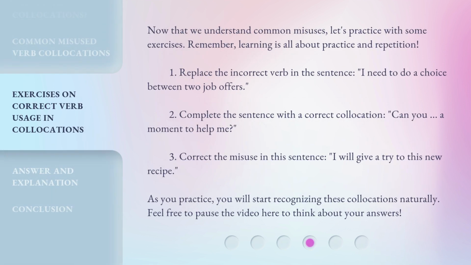Now that we understand common misuses, let's practice with some exercises. Remember, learning is all about practice and repetition. 1. Replace the incorrect verb in the sentence. I need to do a choice between two job offers. 2. Complete the sentence with a correct collocation. Can you a moment to help me? 3. Correct the misuse in this sentence. I will give a try to this new recipe. As you practice, you will start recognizing these collocations naturally. Feel free to pause the video here to think about your answers.